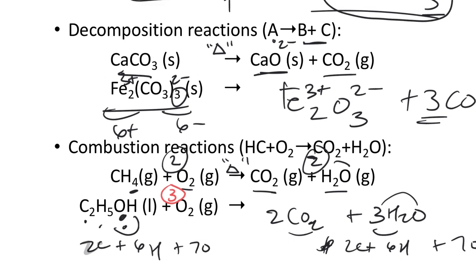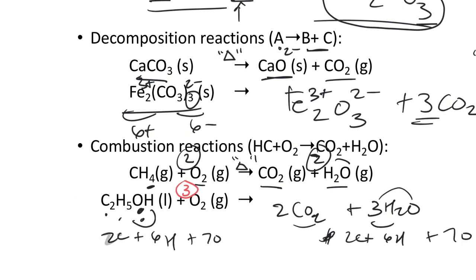So 2 carbons, 6 hydrogens, 7 O's on both sides of the reaction. So again, balancing is pretty straightforward. Just balance out the number of atoms on the reactant versus product side, and just remember sometimes the book calls these chemical equations. I don't like to call them equations because it's not that the left side equals the right side. It's that the left side turns into the right side by chemical reaction.